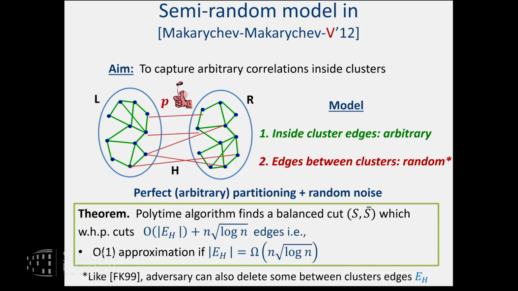So this is getting close in objective. As long as the average degree is at least square root log n, you can get a constant factor approximation. Okay, so this is about the first goal.